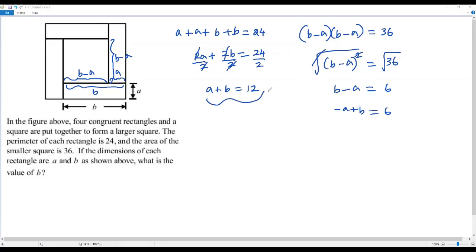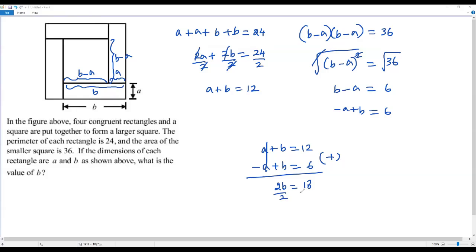Okay, here we have two equations in terms of A and B. In these two equations, we have to solve for B. That is, we have to get the value of B. For that, I'm going to add these two equations. Okay, let me do it. That is A plus B equals 12. And let me write the second equation. That is negative A plus B equals 6. When I add these two equations, positive A and negative A will cancel out. When I combine positive B and positive B, I am getting 2B. On the right side, when I combine 12 and 6, I am getting 18.